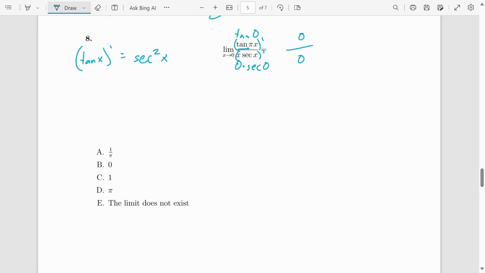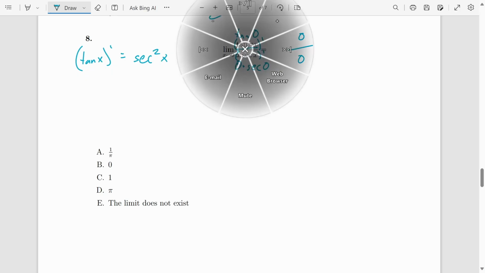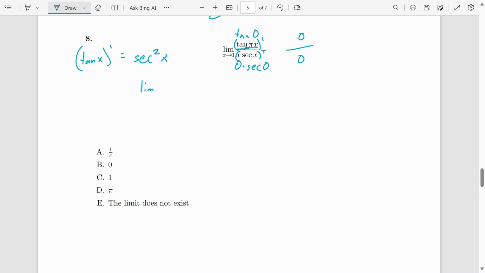So derivative of tangent pi x is, so this is going to be the limit as x approaches 0 of secant squared of pi x, and then we do have to multiply by the derivative of the inside. We have to chain rule this. So the derivative of pi x is just going to be pi. And on the bottom, we're going to have the derivative of x times secant of x. That is going to make us use the product rule, which, again, I'm stating this product rule a lot because it comes up a lot.